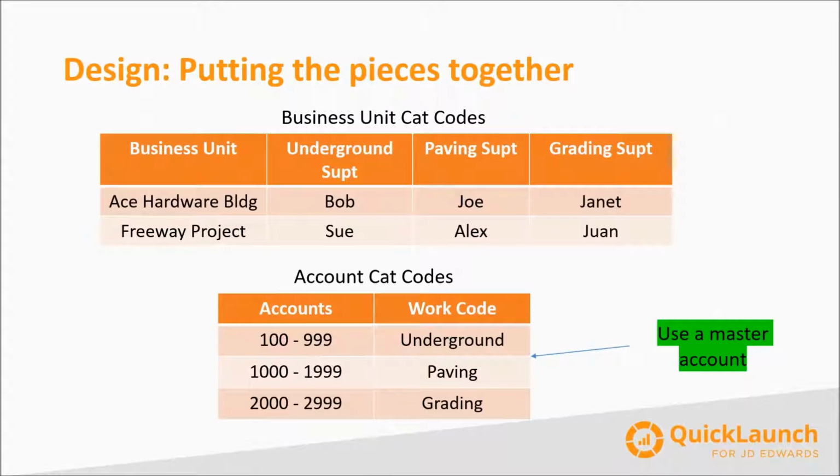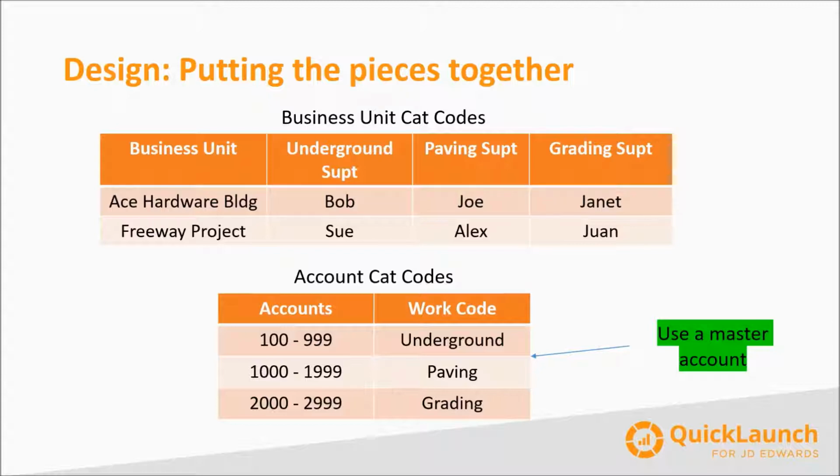So let's think about putting these together. Another challenge that companies come up with, and I've dealt with this in my own work, is the idea that I need to actually coordinate codes between different dimension tables. So I might, on my business unit master, particularly if I'm a construction company, I've got an underground superintendent, a paving superintendent, and a grading superintendent. And I can kind of divide, I can assign those people at the business unit, so I know who they are. Bob's the underground superintendent on the Ace Hardware building.